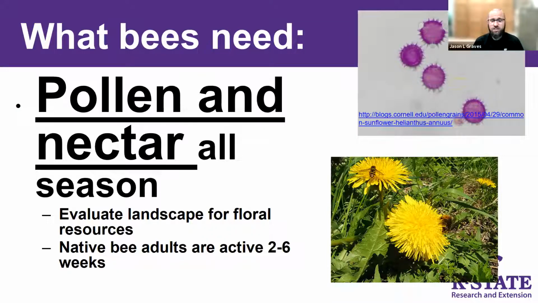Obviously the very important things to be aware of are pollen and nectar. These are the two primary things, when we think of habitat, that bees must have. Our native bees have got to have pollen and nectar all season. A typical adult native bee may only be active for 2 to 6 weeks during the year. So if for a couple of weeks in your landscape there's nothing in bloom, boy, they have a famine and they may not be able to reproduce. So we want to focus on pollen and nectar.